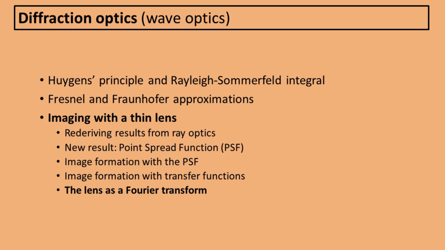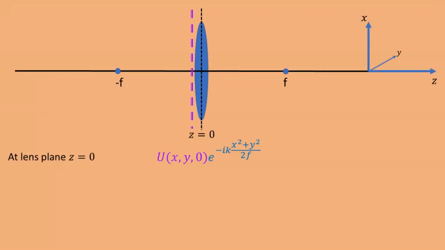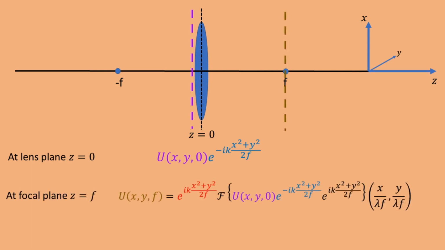Finally, let's discuss a particular property of the lens, namely that it can perform a Fourier transform on a field. Let's consider an incident field u(x,y,0) that goes through the lens and is multiplied by a quadratic phase factor. We can propagate the transmitted field to the backfocal plane using the Fresnel diffraction integral. This means that we multiply the transmitted field with a quadratic phase factor, Fourier transform the product, and multiply the result with another quadratic phase factor.